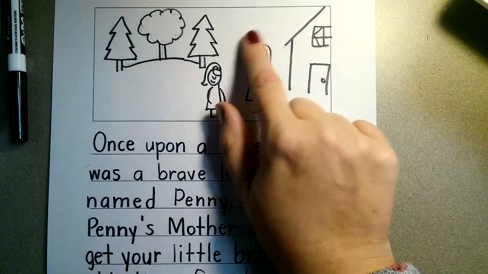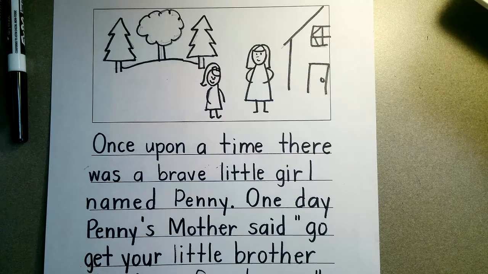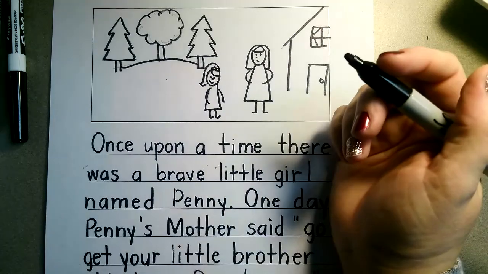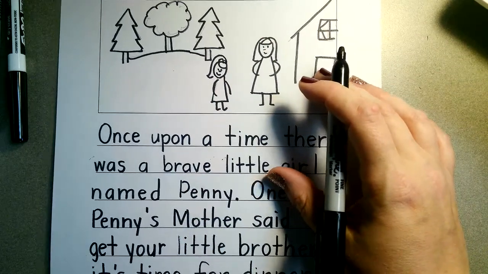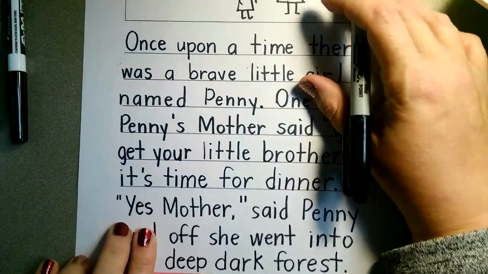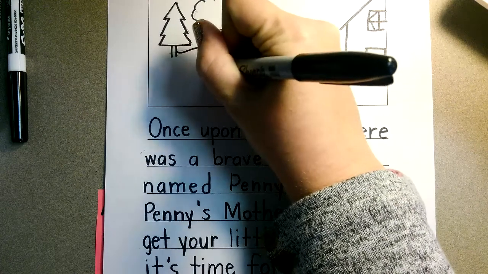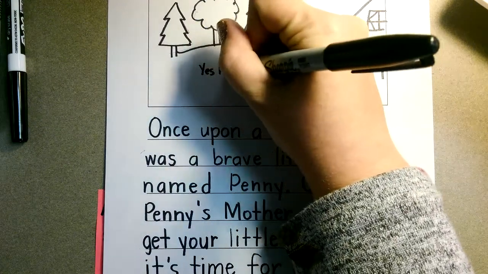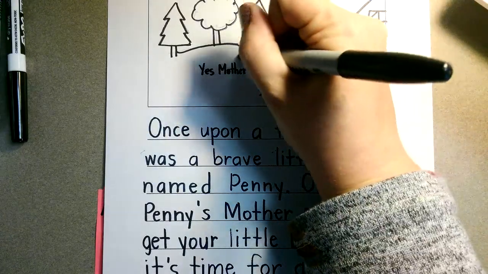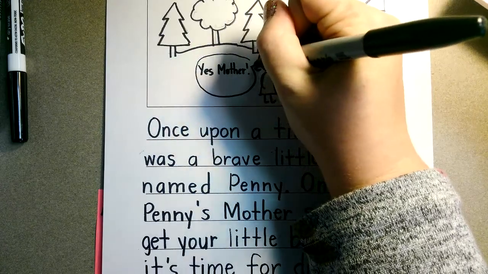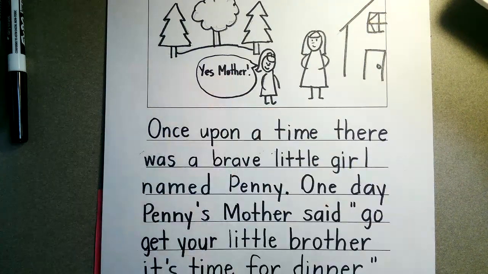I also might want to include, I do have some space up here, some dialogue in my picture. So her mother said, go get your little brother. It's time for dinner. That's a little long to squeeze into my picture, but I could put, Penny says, yes, Mother. Remember Miss Davis's trick, write the words first, and then make your bubble around. So Miss Davis has met her goal. I have my fairy tale storytelling phrase and dialogue.